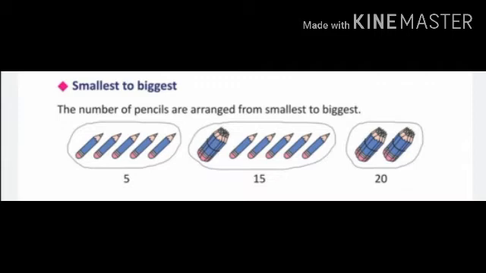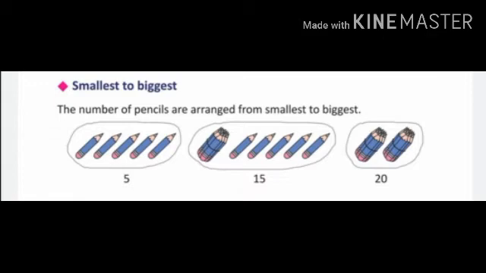There are 15 pencils. The bundle of pencils has 10. The remaining pencils are 5. So 10 plus 5 more, we will get number 15. After 10, we have to add 5 more pencils. That is 11, 12, 13, 14, 15.